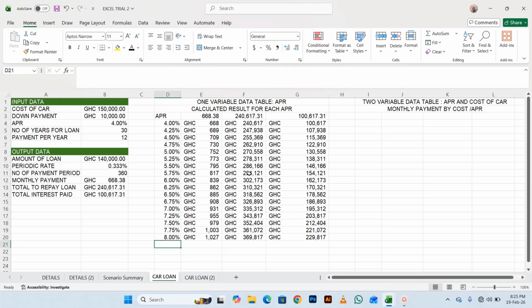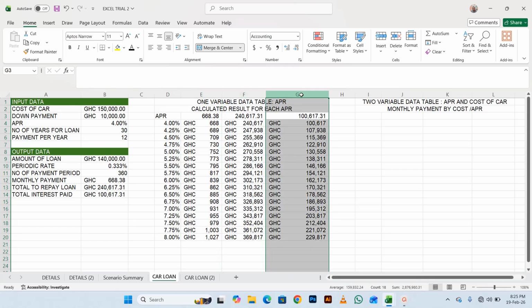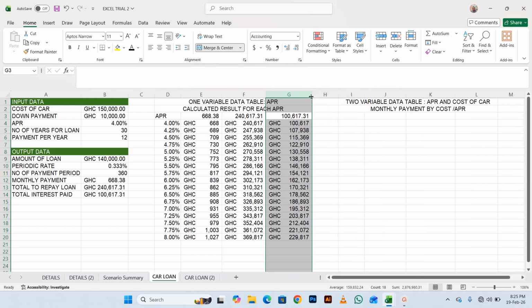Now, there's something we want to do. We don't want to find these figures here like this. We can't omit them, this function needs to be here. But if someone takes this sheet, how would the person know that this is the amount paid monthly? How would they know this is the total loan repayment, and this is the total interest paid? So because of that, we need to customize the heading alone.